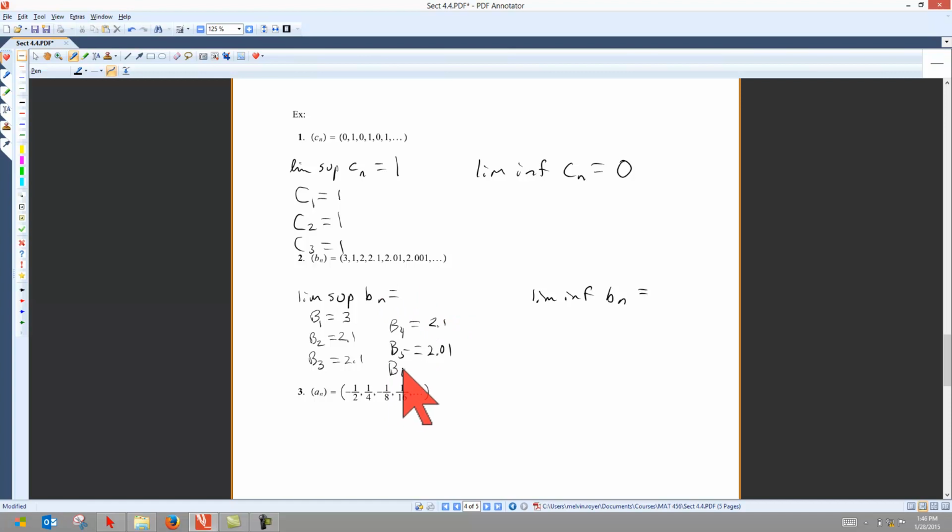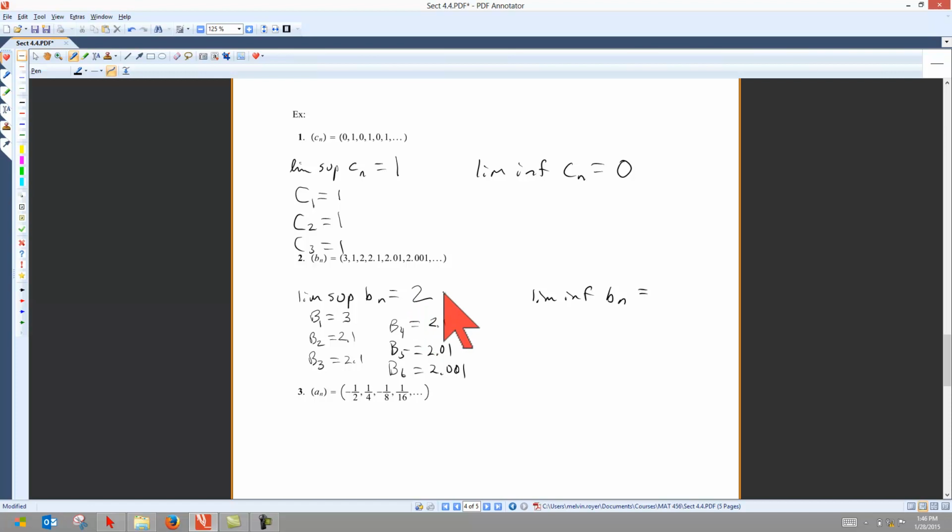And likewise, what's the largest thing I see starting at the sixth and going forward? 2.001, etc. So these numbers are decreasing and therefore bounded. They have a limit. That limit is 2.